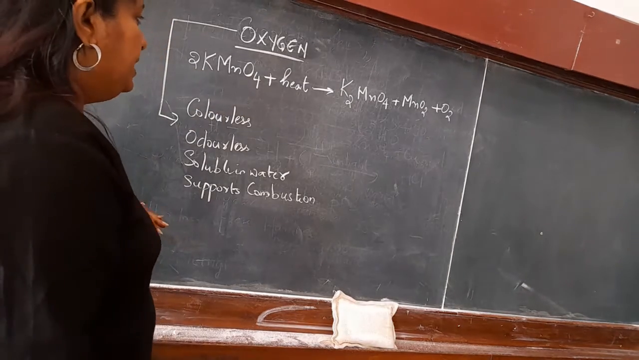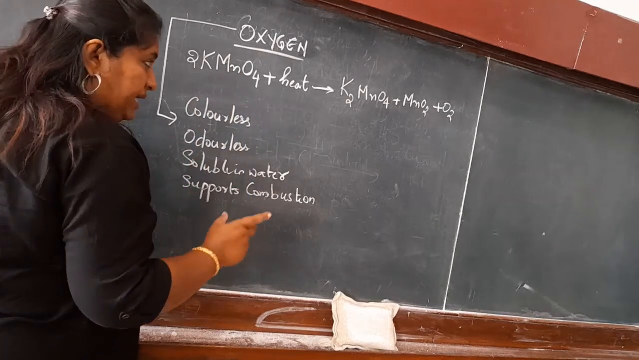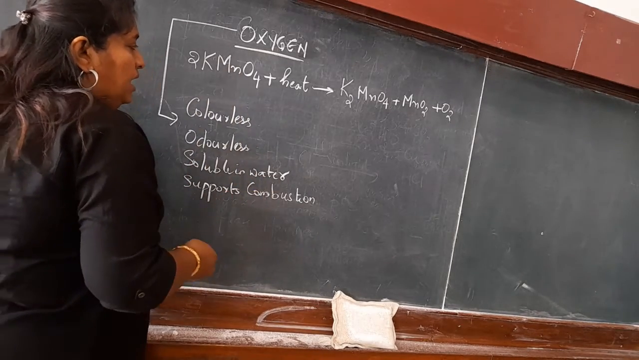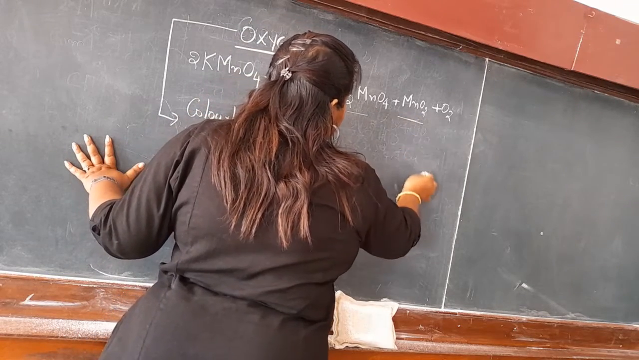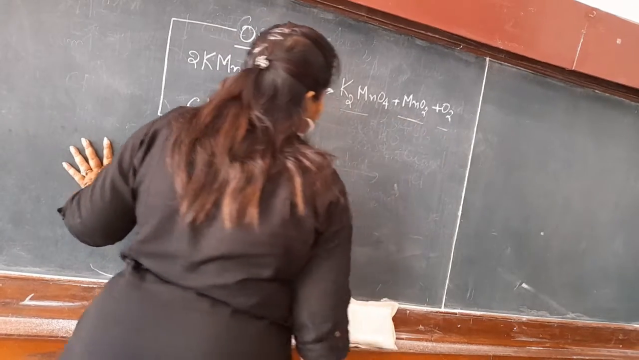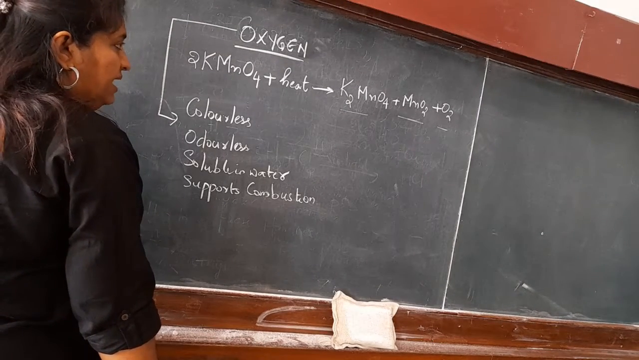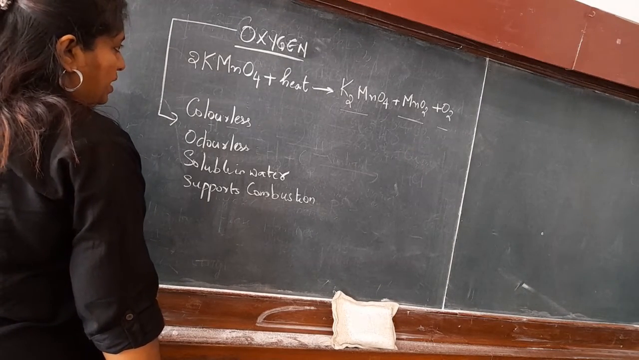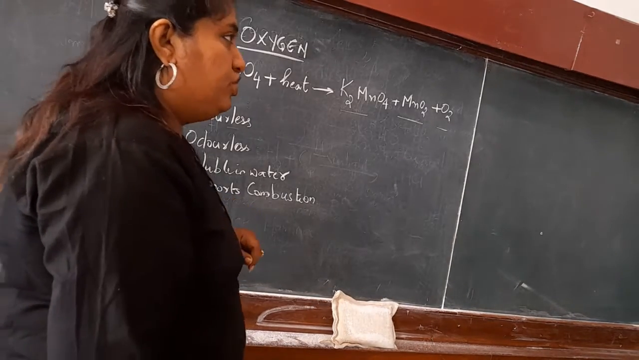Potassium permanganate. We are taking this potassium permanganate in a dry boiling tube and we are heating it. We will be getting potassium manganate, manganese dioxide and oxygen. Okay? Potassium manganate, manganese dioxide and oxygen. So this is the method by which oxygen is produced in the laboratory.